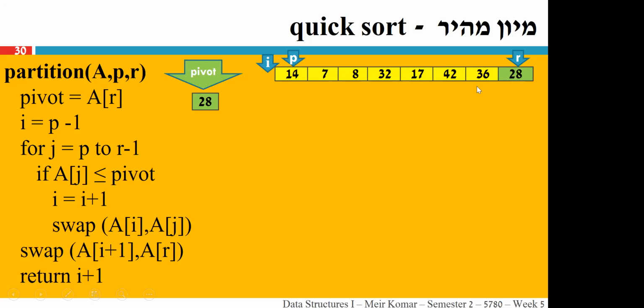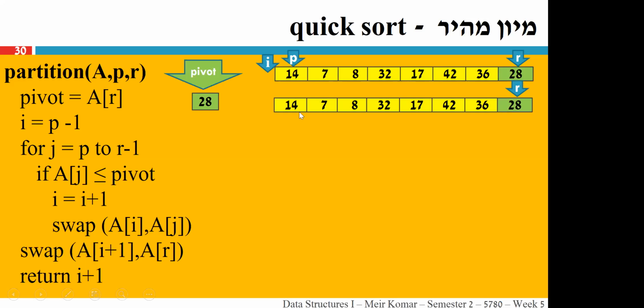I want to check who's bigger or smaller than this 28. Okay, so my j will start now. J is 1, right? P to R minus 1. Now I'm going to ask a question. Is AJ less than or equal to the pivot?